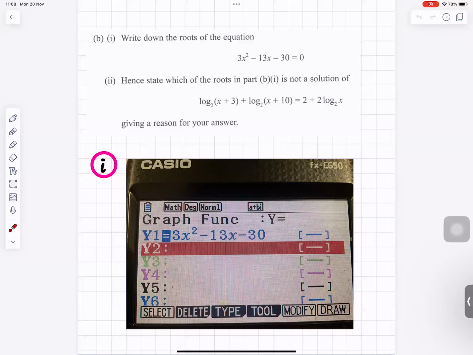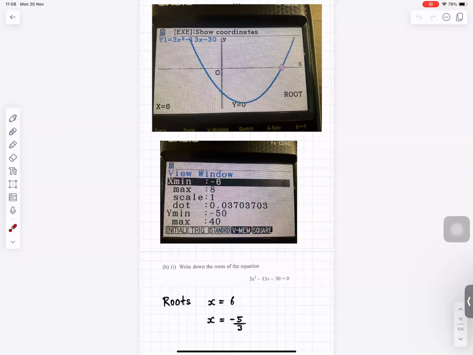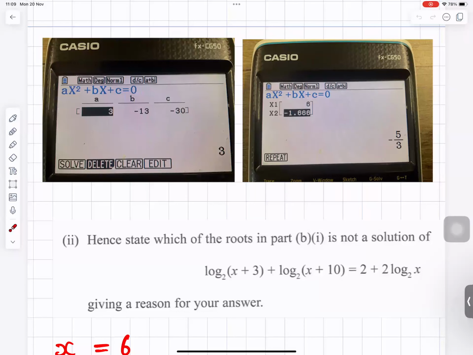Part B, write down the roots of the equation. If you put that quadratic in the calculator, you can draw the graph, and the roots are 6 and minus 5 over 3. x equals 6 and x equals minus 5 over 3. Or you just go and use the quadratic function in the calculator and solve it. You get the answer 6 and minus 5 over 3. That's another way to do it.